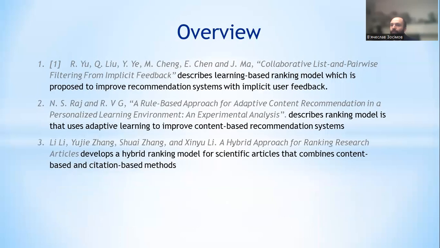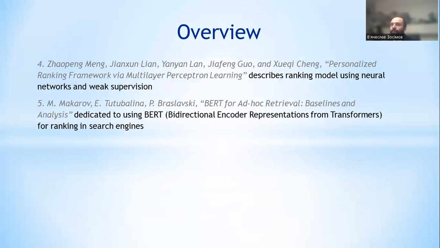The first paper presented on the slide describes a learning-based ranking model, which is proposed to improve a recommendation system with implicit users' feedback. In the second, a ranking model is described that uses adaptive learning to improve a content-based recommendation system. The third develops a hybrid ranking model for scientific articles that combines content-based and citation-based methods. The ranking model using neural networks and weak supervision is described in the fourth.